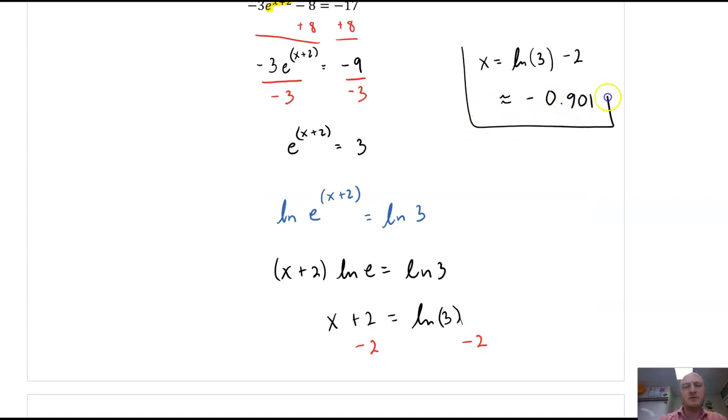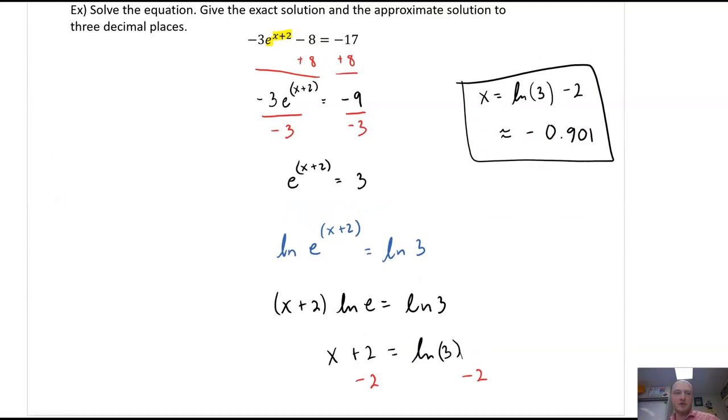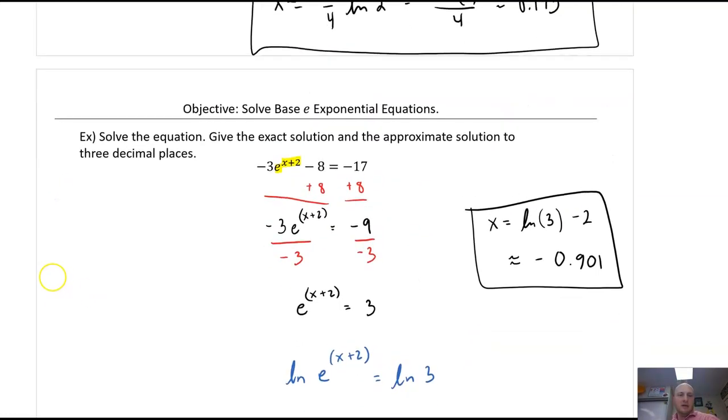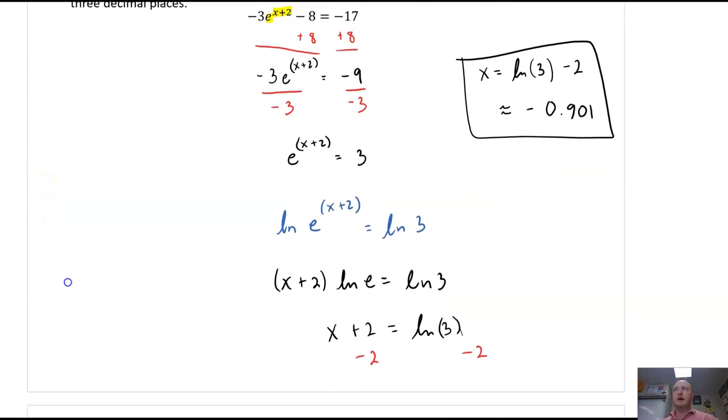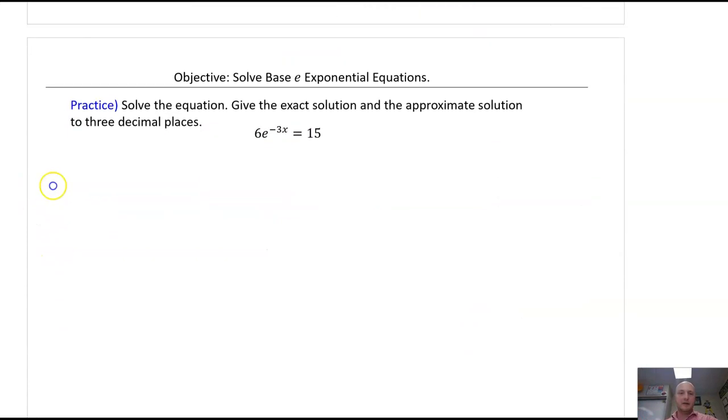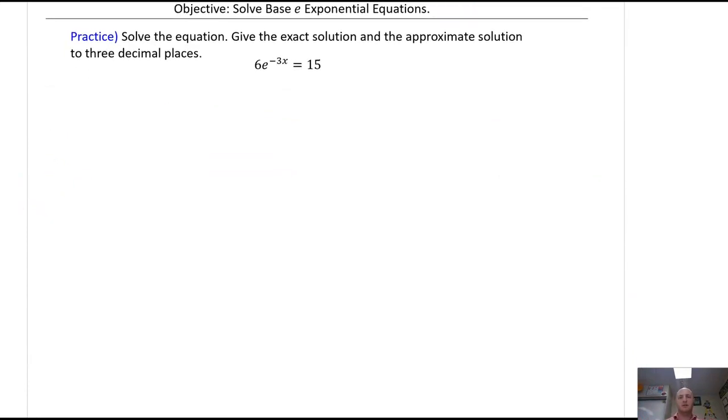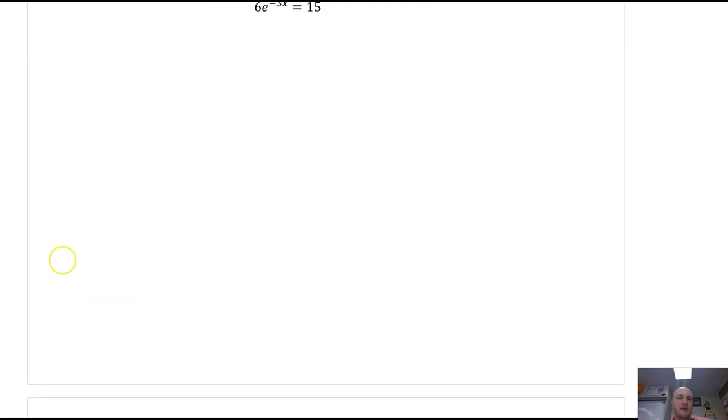Okay, so there is our exact and our approximate solution to that equation. I have some practice problems here for you. I'm going to go ahead and let you pause the video and give these ones a go. Okay, hopefully you tried this one.